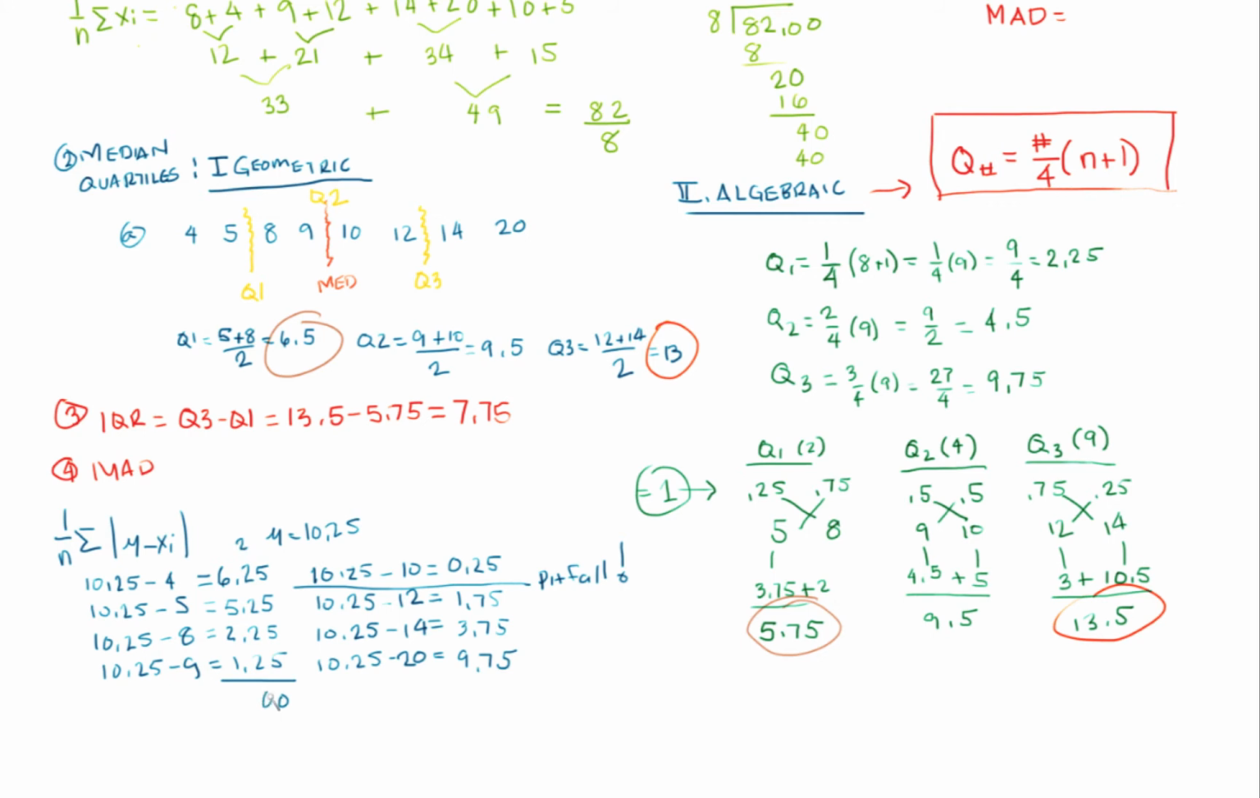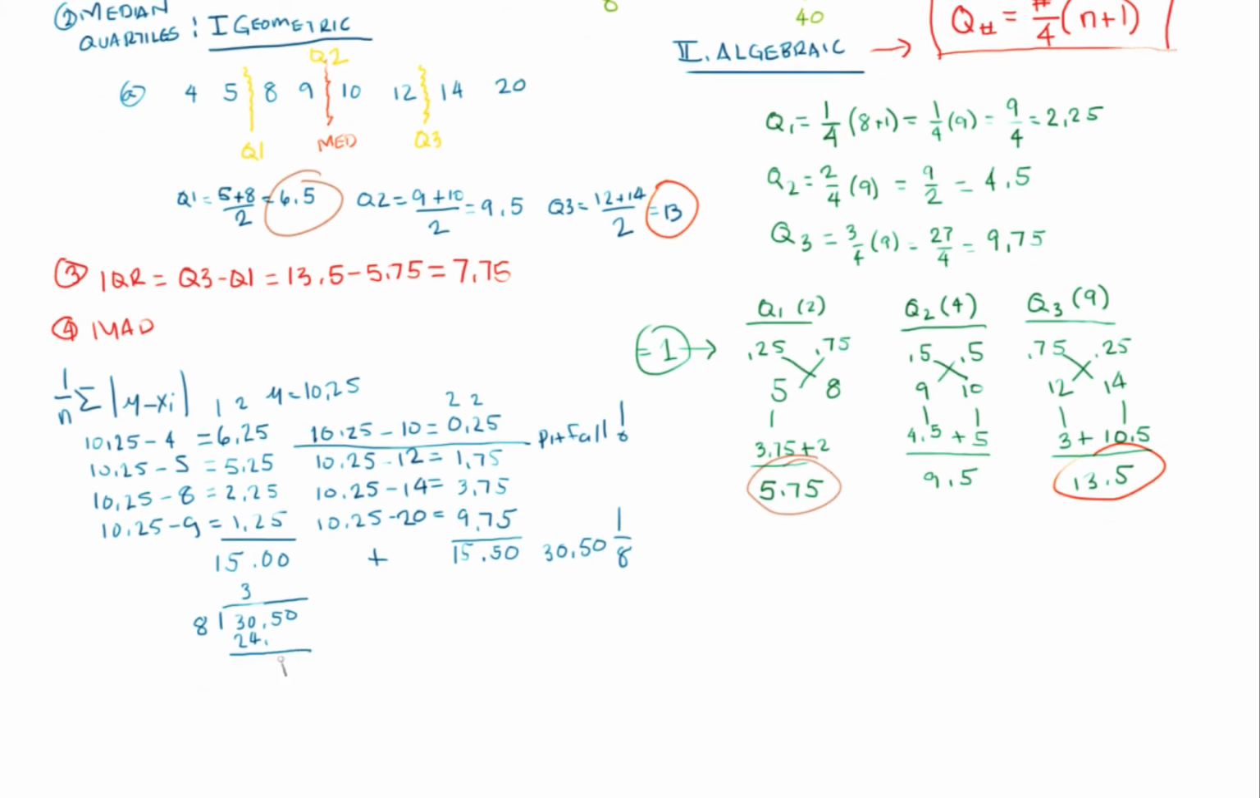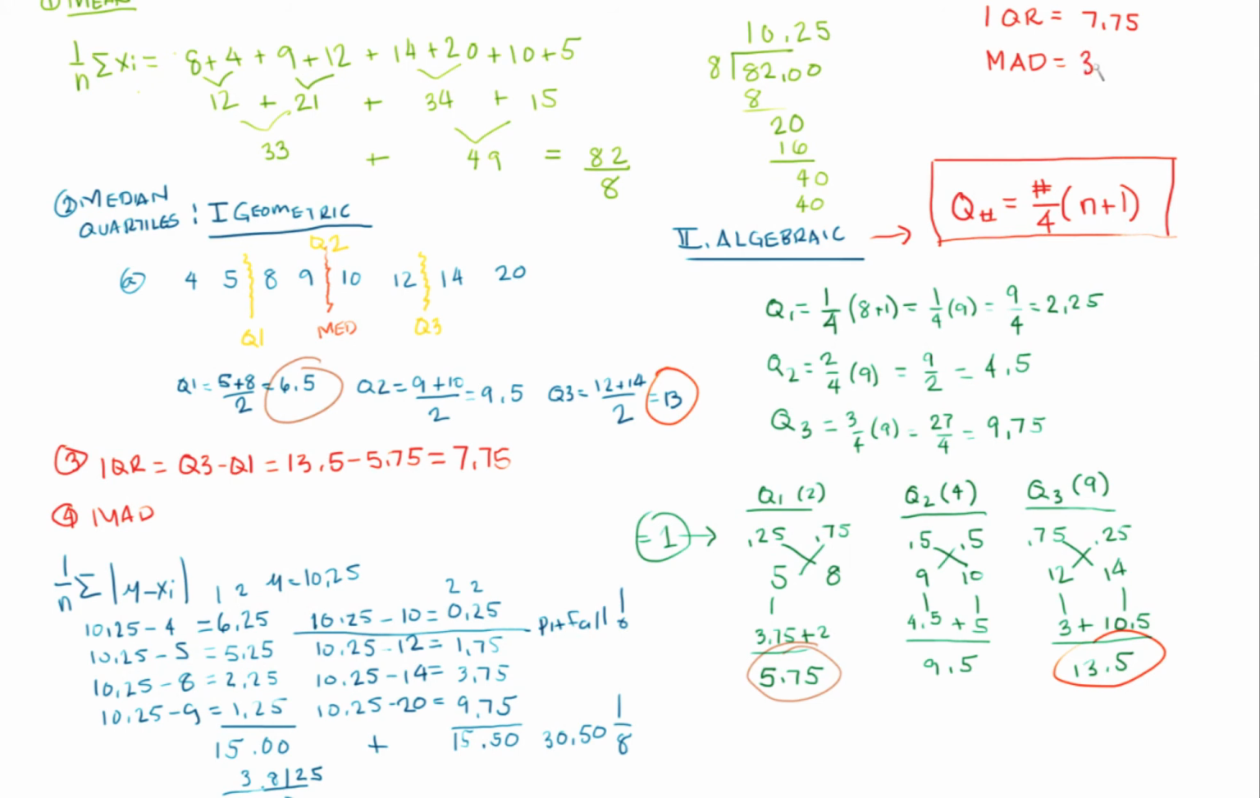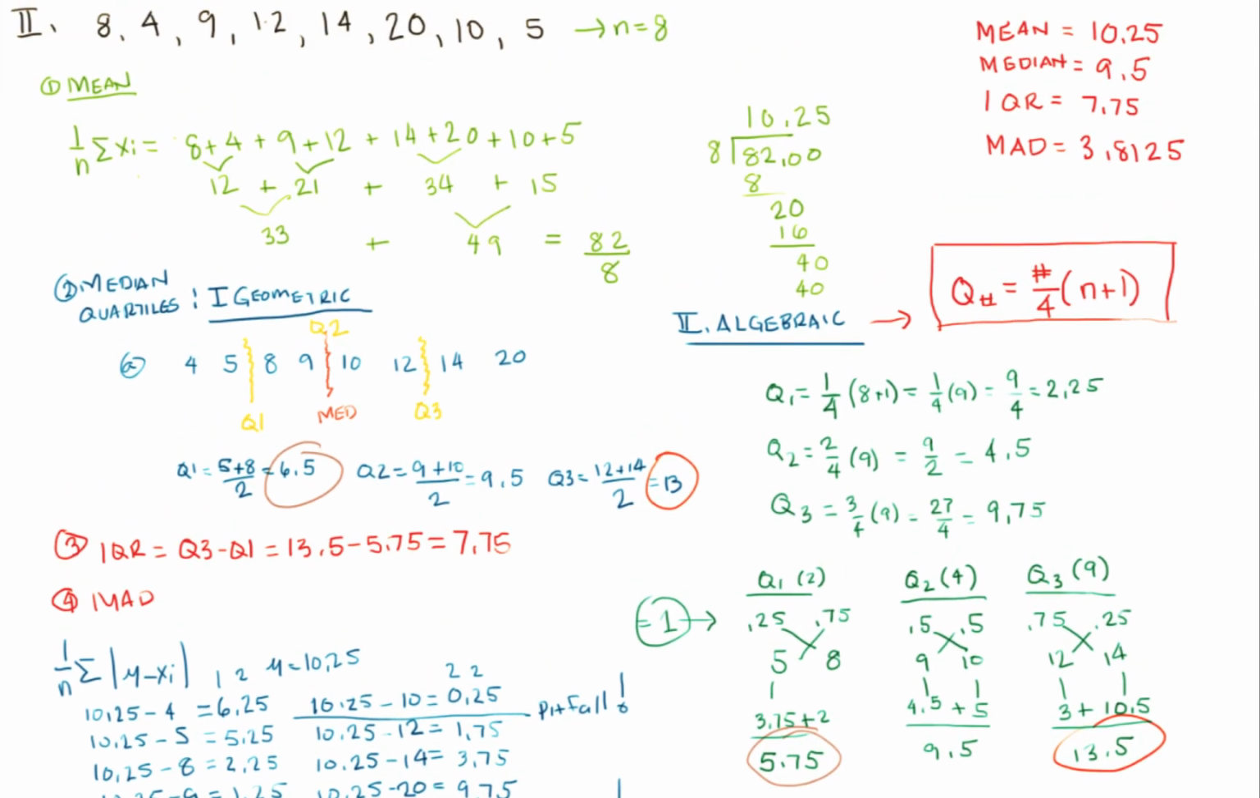Okay, so we add these up. We got 15, then 15.5. And we add these up, 30.5 times 1/8. So then it is 8 into 30.5. That gives us 3.8125.